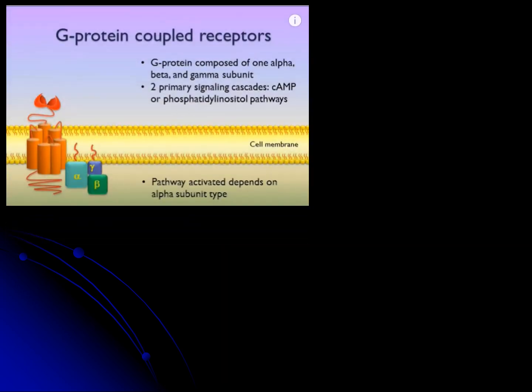So if we talk about the G protein coupled receptor, you have to remember that it is a transmembrane receptor. It has 7 transmembrane helices, and it is attached to its alpha, beta, gamma subunits. And remember one thing, the alpha subunit carries the enzymatic activity.